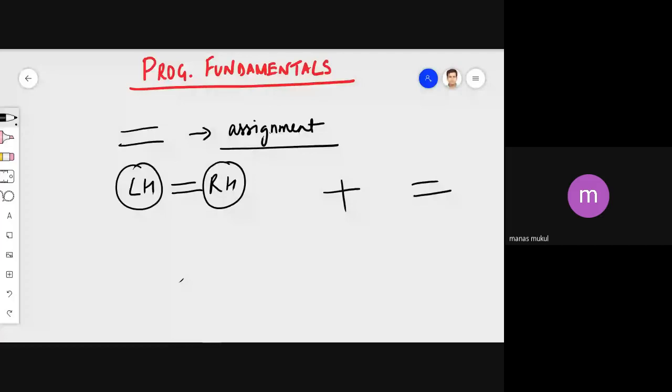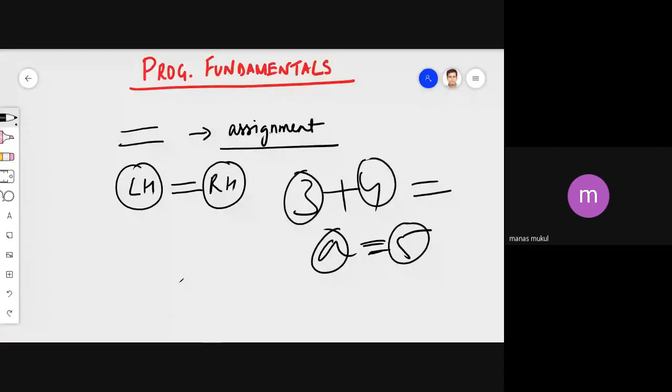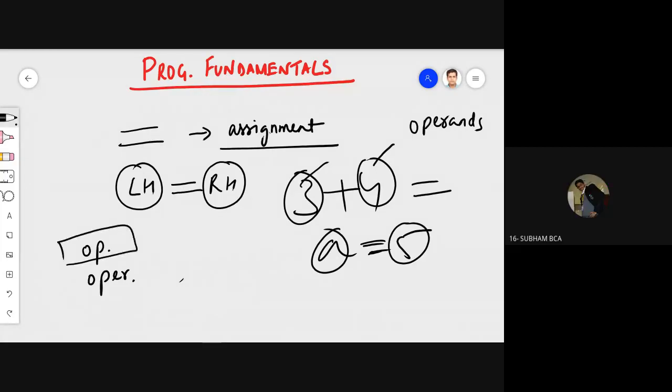Like you can have 3 and 4 here, or you can have a is equal to 5. So you have these components which are listed at the side of the operators. These are called operands. So when you talk about an operator, you also have operands. Operators are represented using symbols. They are like the verbs. They help you do something, and when you talk about doing something, you have to do something on.